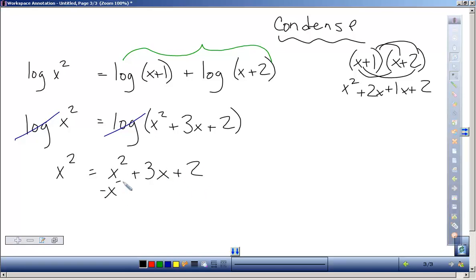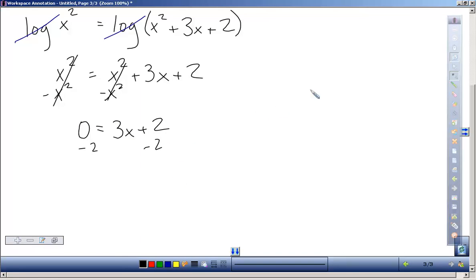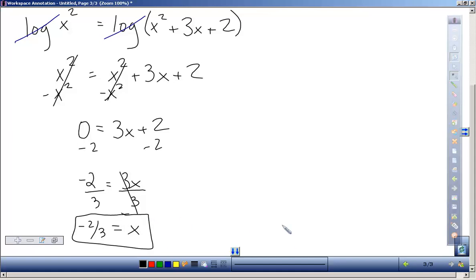And this is very solvable, because if I subtract x squared from both sides, the x squareds actually cancel out. I get 0 equals 3x plus 2, subtract 2 from both sides. At this point, we're at that step 3, finish solving. That'll give me 3x is equal to negative 2, and when I divide by 3, I get that x is equal to negative 2/3.